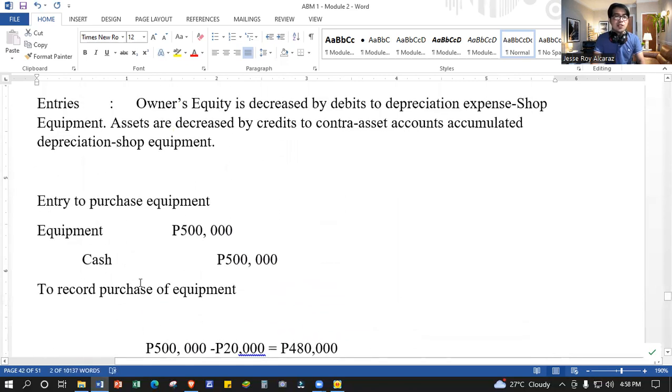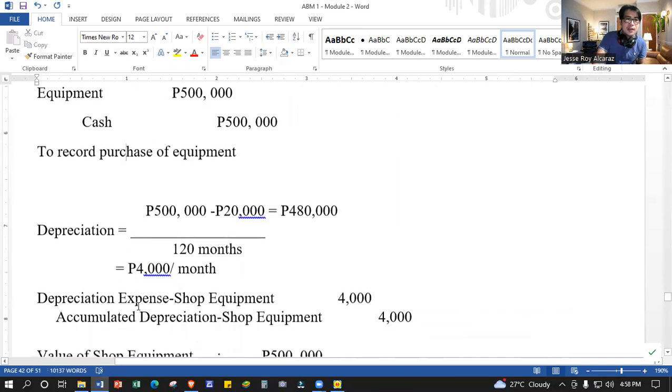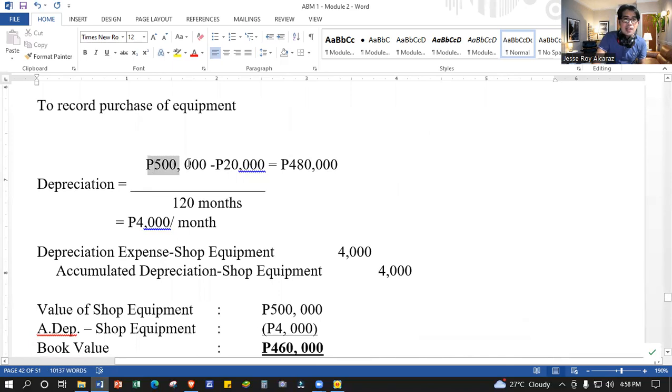Okay, so upon the purchase of equipment, we record equipment debit, credit cash 500,000 to record purchase of equipment. Okay, for the depreciation, asset cost which is 500,000 minus the 20,000 scrap value. So this is what we call the depreciable cost. So this is the only depreciable value or depreciable cost. This is the value that we depreciate over the years.